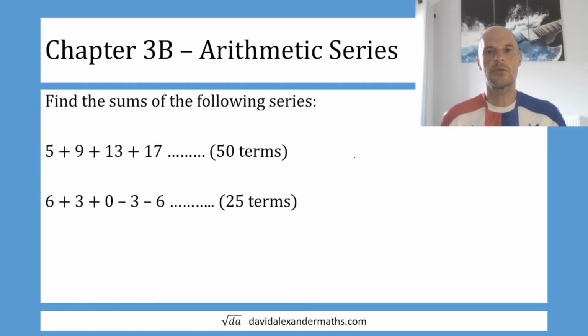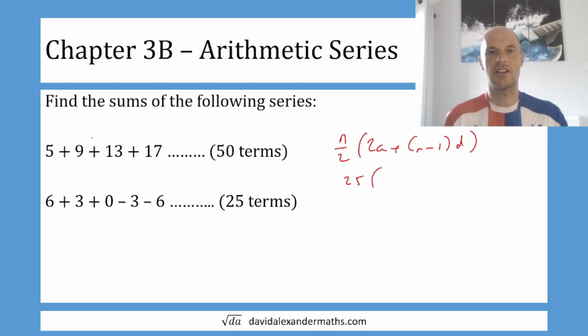Okay, so here are some examples. So the formula, remember, is n over 2 lots of 2a plus n minus 1d. So we've got 50 terms, that's 50 over 2, which is 25, times by 2a. So let's just maybe make a note of this. So n is 50, a is 5, and d, the difference, is 4. So just substitute them in basically. So 2 lots of a is 10 plus n minus 1, which is 49, times by d, which is 4.